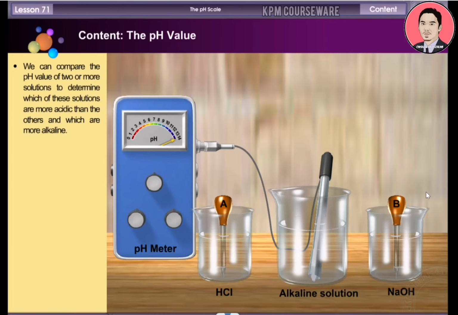Therefore, we can compare the pH of 2 or more solutions to determine which of these solutions are more acidic than the others and which are more alkaline. The pH scale is thus used to measure the degree of acidity or alkalinity of an aqueous solution.